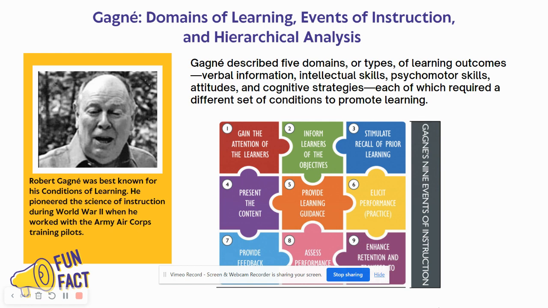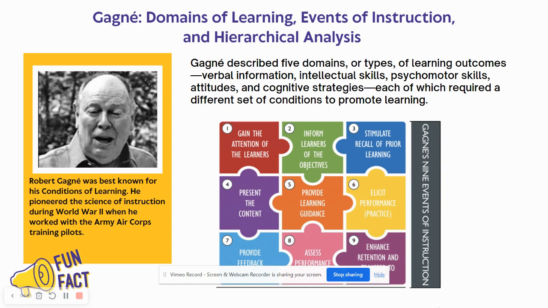Next, we're going to go into Gagne's domains of learning and events of instruction. Robert Gagne described five domains or types of learning outcomes, which start with verbal information, intellectual skills, psychomotor skills, attitudes, and cognitive strategies. Each of these is required. He really focused on the idea that if you don't do the first step, you cannot complete the second step. So each step needs to be completed to move on.